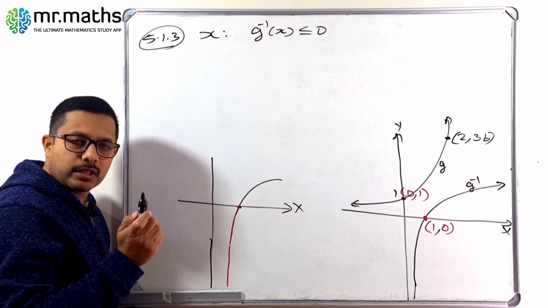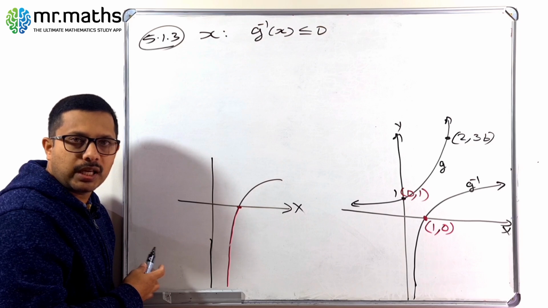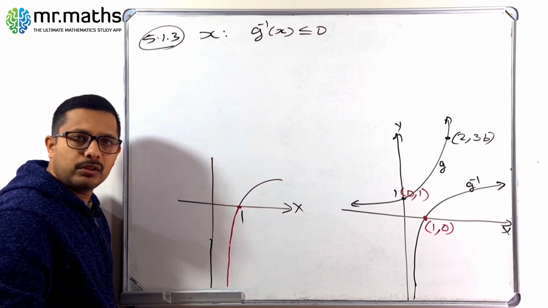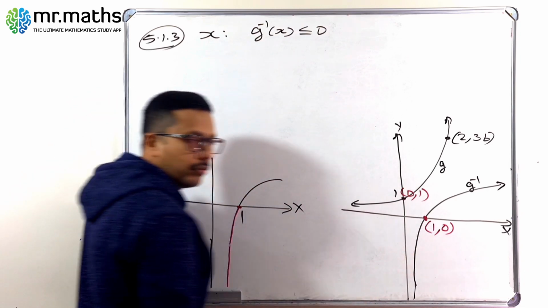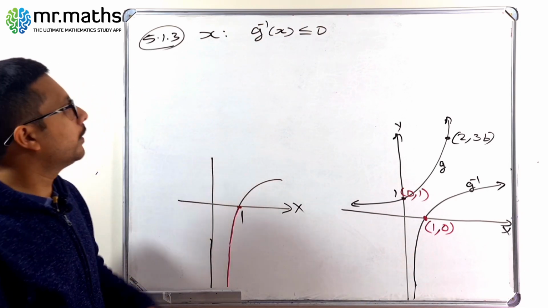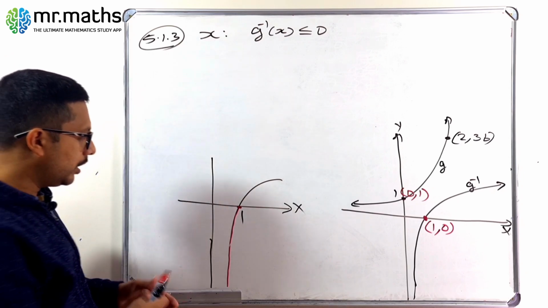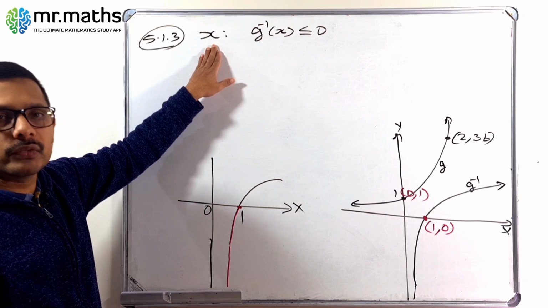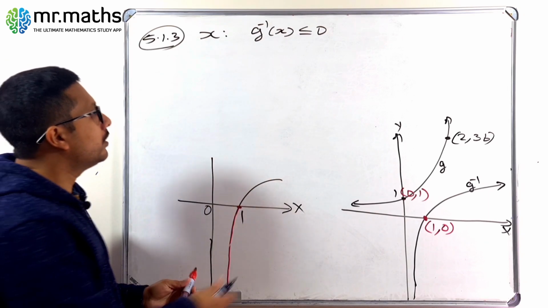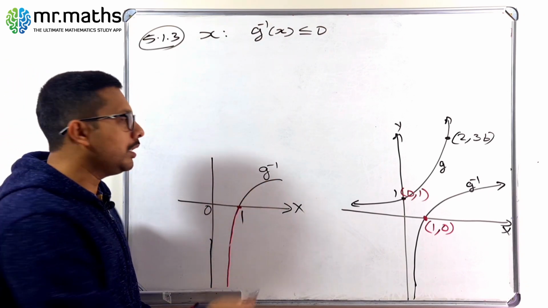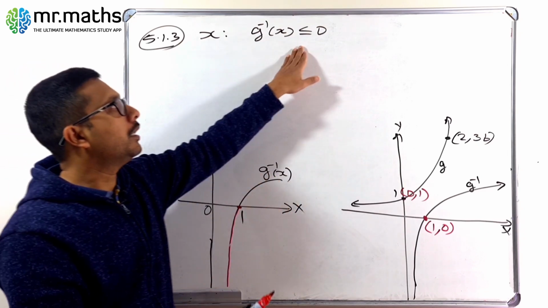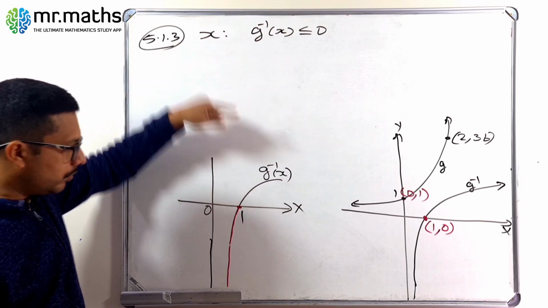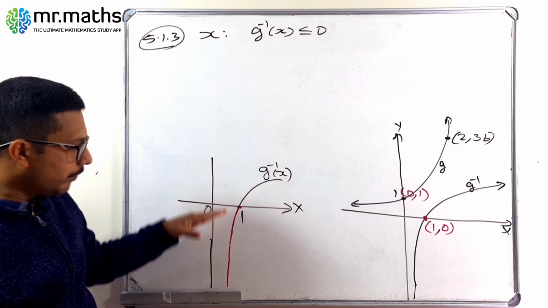Listen once more. When can you say that a graph is negative? When it is below the x-axis. At this point, what is the x value? 1. Now look at the question. You have to find the x value. Here what is the x value? 0. So you have to find the x values when this G inverse graph is negative. Negative means below the x-axis.